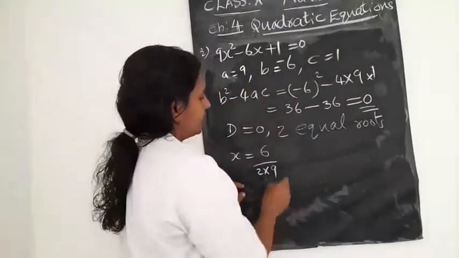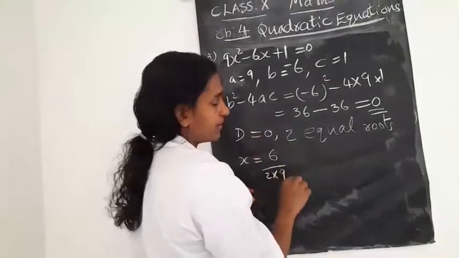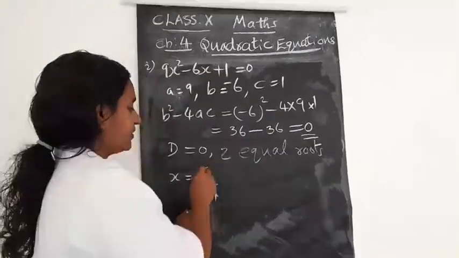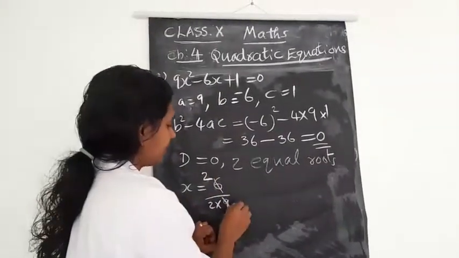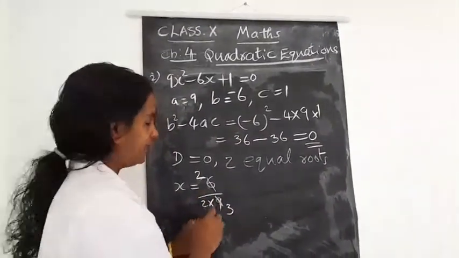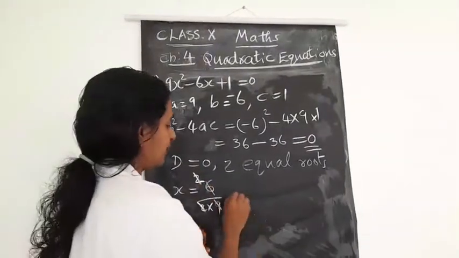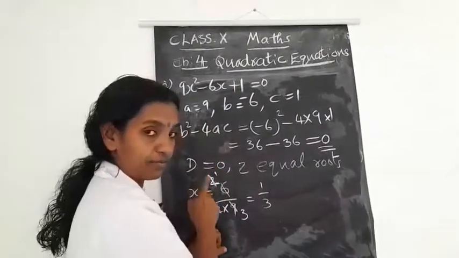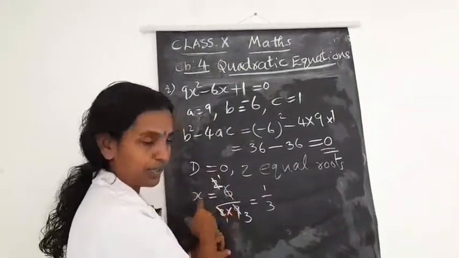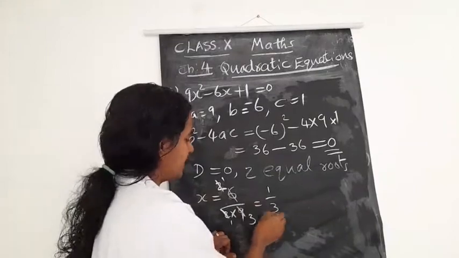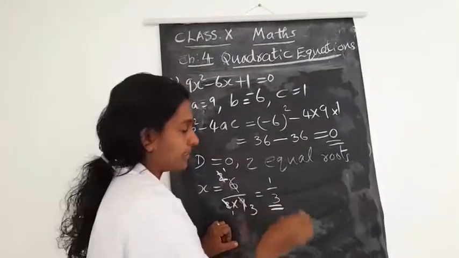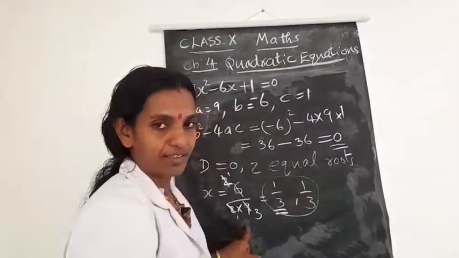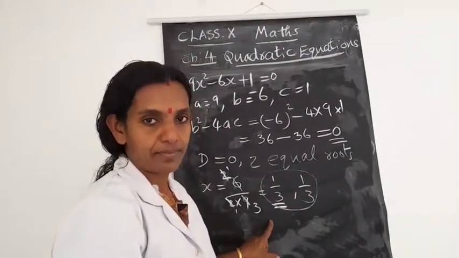Now 6 and 9, we can cancel the common factors. So here it is, what is that number? 2 here and here it is 3. Now this 2 we can cancel. So what we are getting? 1 by 3. After cancellation we are getting the number 1, since 1 2s are 2 and 1 2s are 2. So that is why it is 1 by 3. Equal roots are 1 by 3, means the two values are 1 by 3 and 1 by 3.